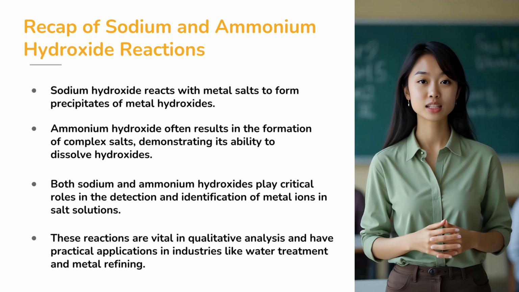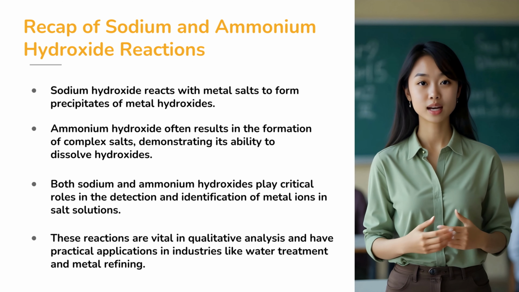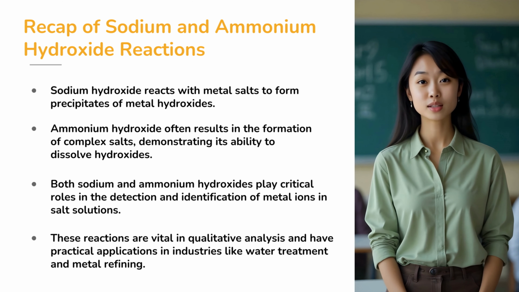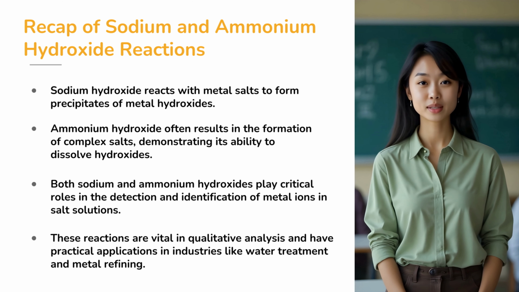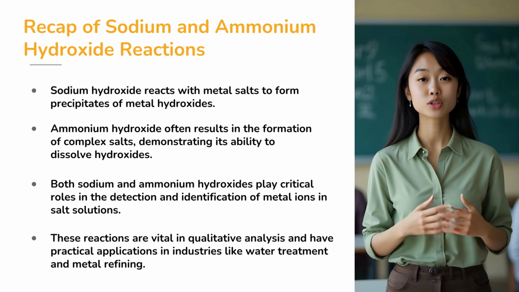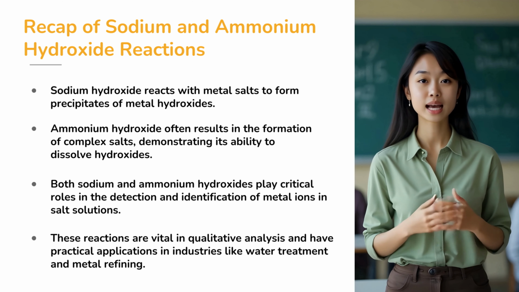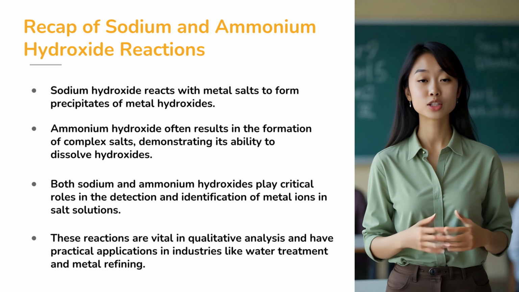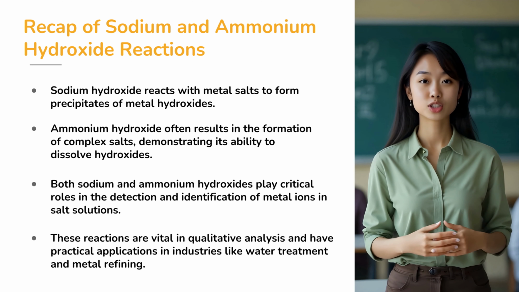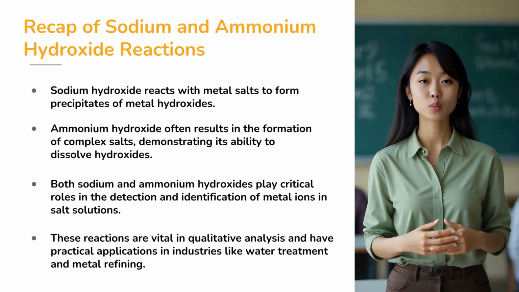Sodium hydroxide is typically used to form precipitates of metal hydroxides, like calcium hydroxide or magnesium hydroxide. Ammonium hydroxide, on the other hand, not only forms precipitates but also dissolves in excess to form complex salts, which is useful in qualitative analysis. These reactions are not just academic, they have practical applications in water treatment, metal extraction, and industrial processes. I hope you now appreciate the chemistry behind these reactions, from the lab to real-world applications.